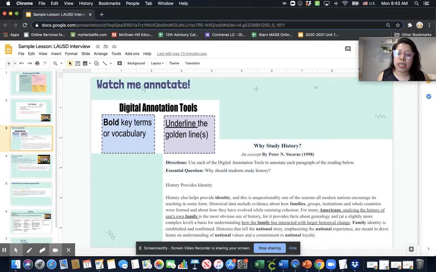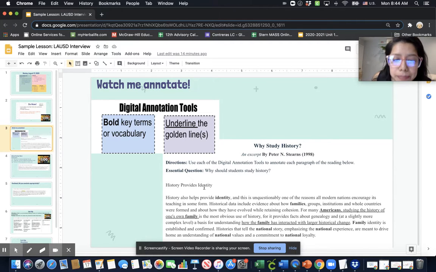I'm going to introduce a text to you. The text is titled Why Study History, written by Peter Stearns. I'm going to ask us to use these annotation tools as we're trying to use detective tools to try to understand why students should study history. You have the text in front of you. I'm going to ask you to annotate with me.